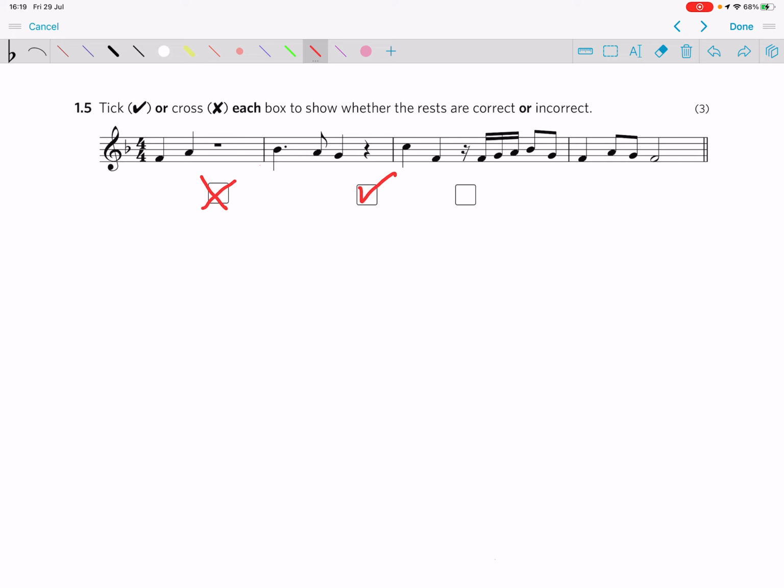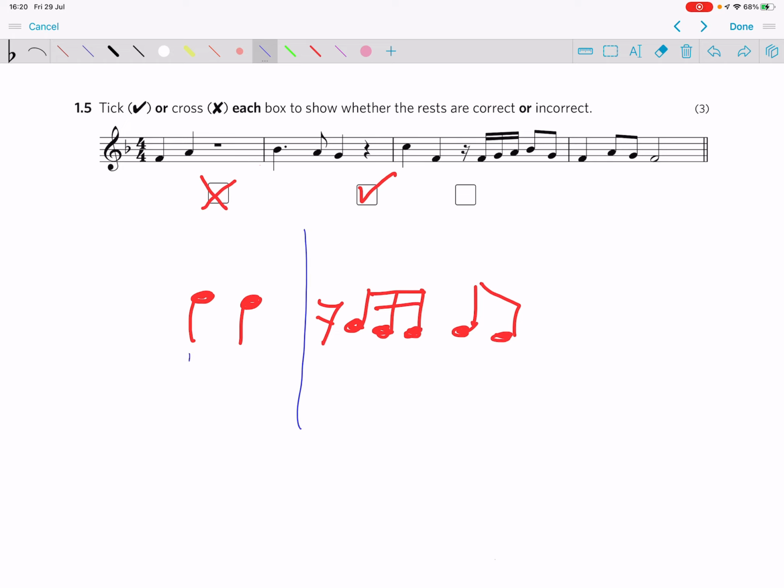So a few more notes in this bar, so I'm just going to write them out. We've got 2 crotchets, then we've got a semiquaver rest plus 3 semiquavers, and we have got 2 quavers. Okay, so let's mark out our beats. Where's that middle line? Okay, so it's going to be here. So we've got 1 crotchet and 1 crotchet here, which is going to be 2, and we need to have 2 on this side as well. So we've got 1 crotchet here because we've got 2 halves, so that's going to be our 1 crotchet.